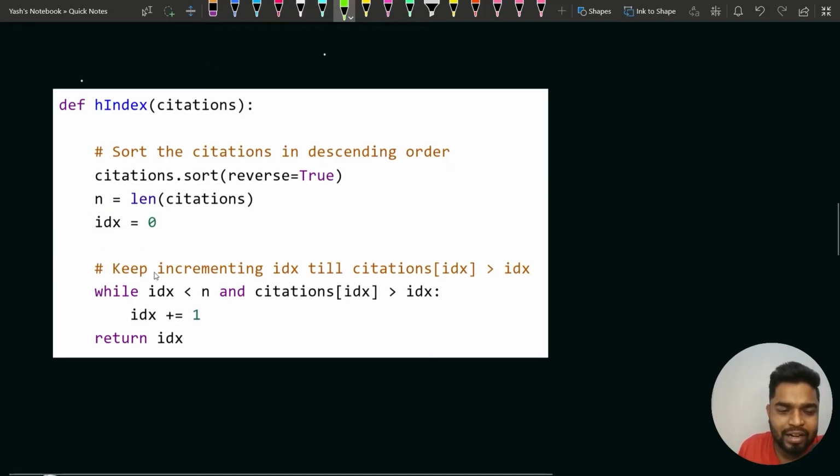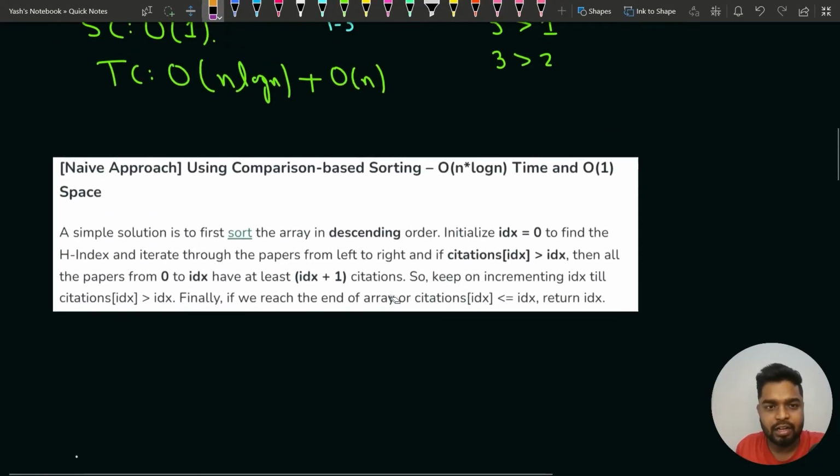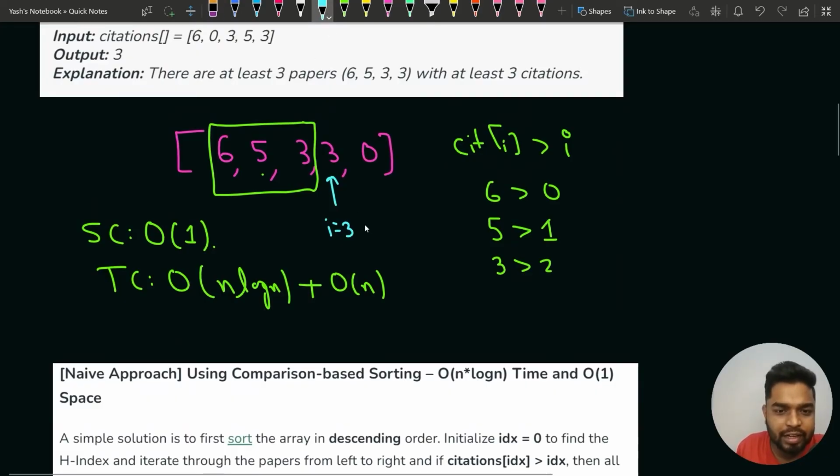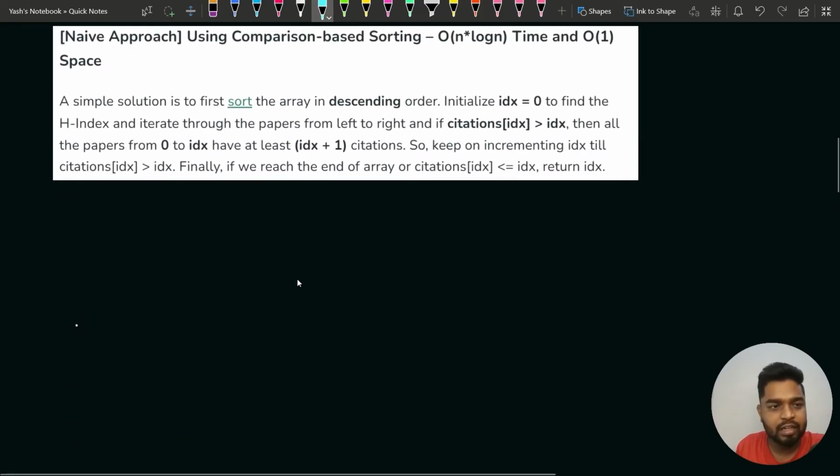Okay, now we'll iterate until we reach the end of the array, and the condition is that for any particular ith index, the citation of i should be greater than the index. If it is, then we'll keep on moving further, and whenever the loop stops, we'll return the index, because in our dry run you can see that for the third index the condition was not true. At the end, we'll return the index 3. This indicates that there were 3 papers which have been cited at least 3 times. Okay, so this is what we have done in the brute force code.